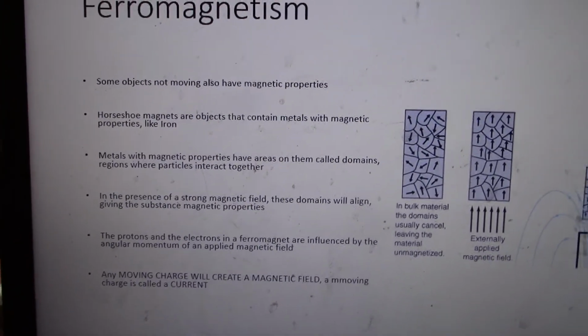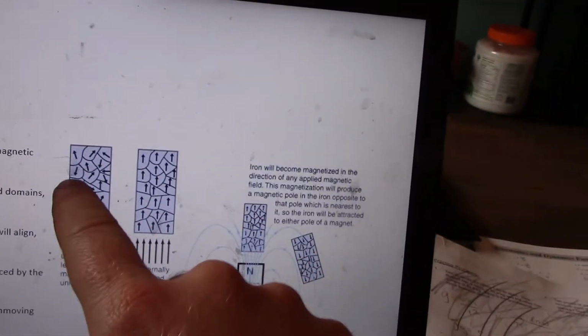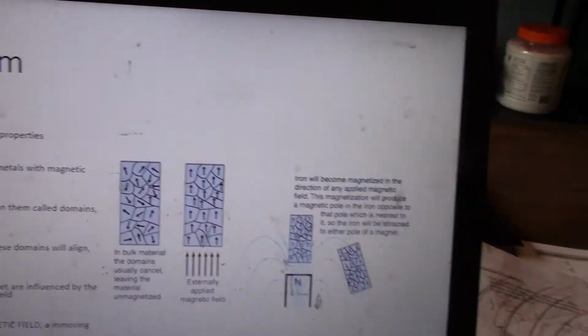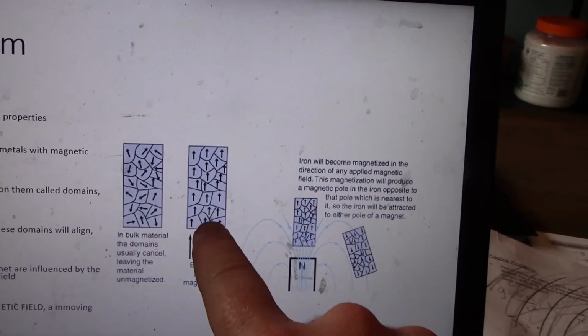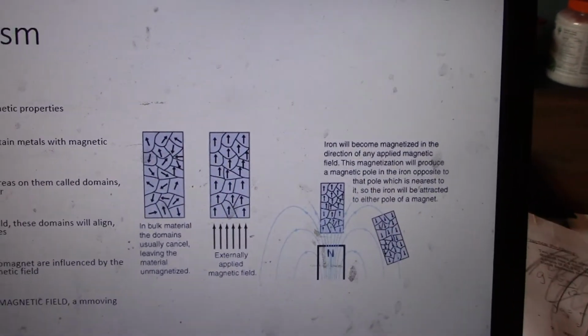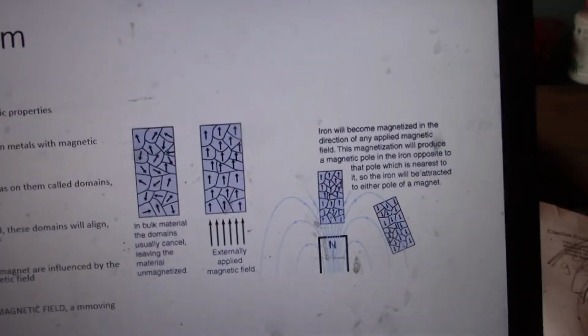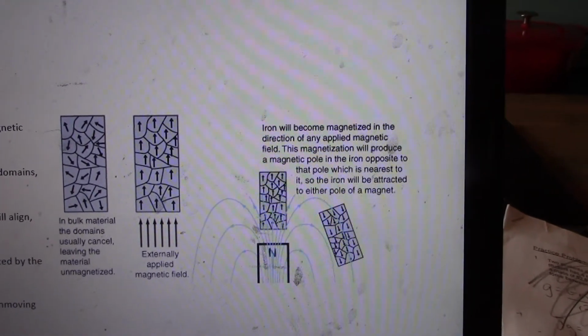Horseshoe magnets are objects that contain metals with magnetic properties, like iron. Metals with magnetic properties have areas on them called domains. These regions of matter that are divided are called domains. When you have a ferromagnet, all the domains are lined up in the same direction. So the electrons are all spinning in the same direction, and that creates the magnetism. You could magnetize a ferromagnet by moving it through an electromagnet.